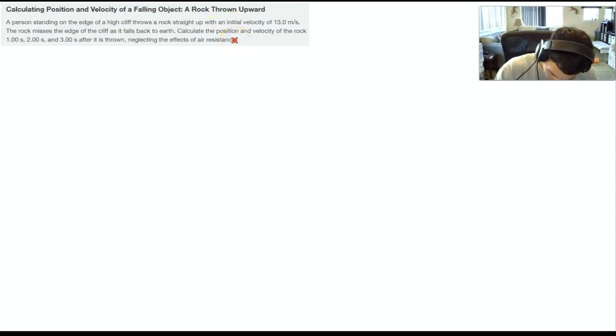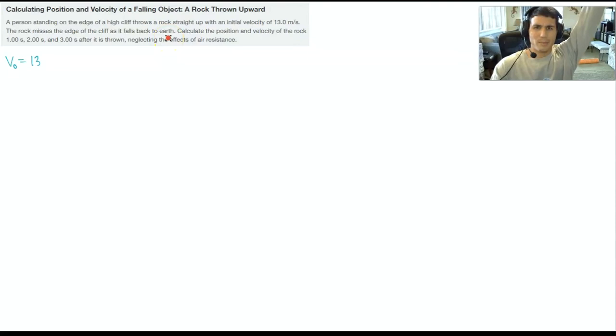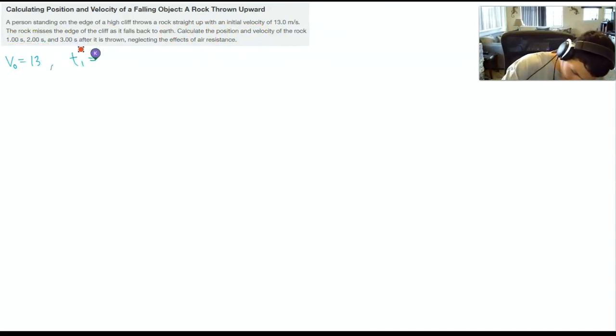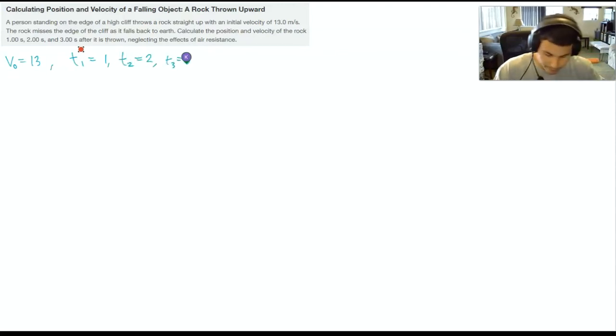So you throw it up with, let's call that V0, say initial velocity V0 is equal to 13 meters a second. And then the rock misses the edge of the cliff as it falls back down to Earth. So we throw it straight up, it moves a little bit, and then it just falls straight down back to Earth, down some valley. And we want to find the position and the velocity of the rock at these times. So we'll go t1 is equal to 1, t2 is equal to 2, and t3 is equal to 3. And there's no air resistance, so that's good.